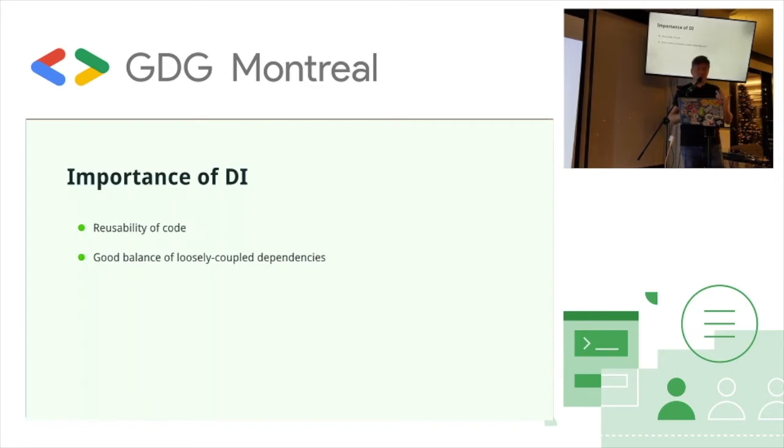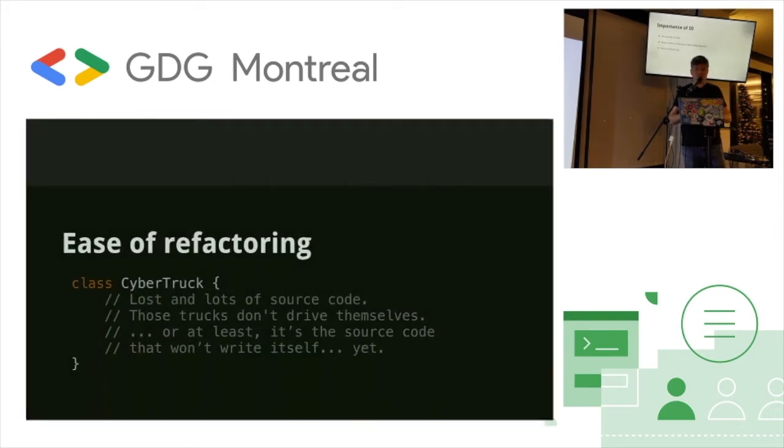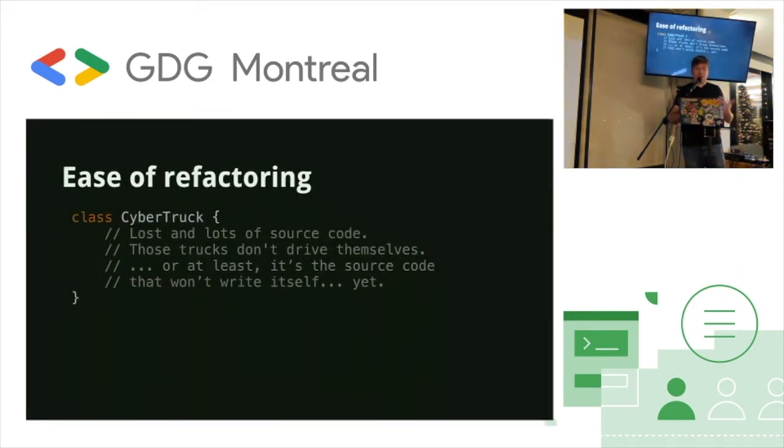But with DI, your dependencies become the API surface of your class. By simply switching from asking for a thing to being given the thing in the constructor, you can already say that DI is a bit better balanced than a service locator would be. That simple little fact makes your code a lot easier to refactor. We're going to look at a really simple example. We have the Cybertrucks, let's say.